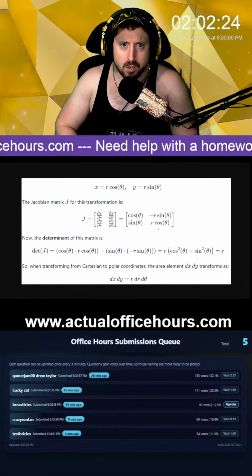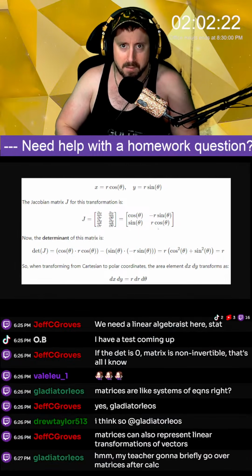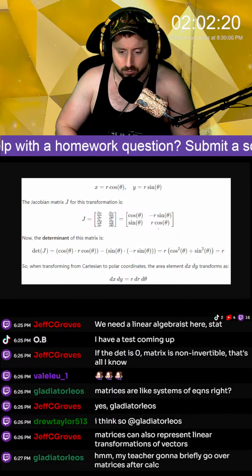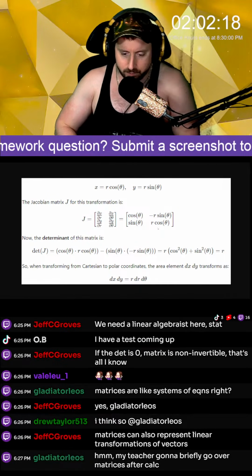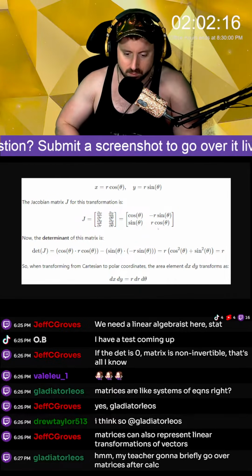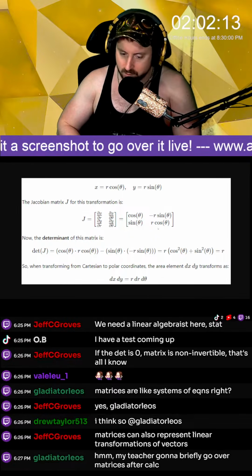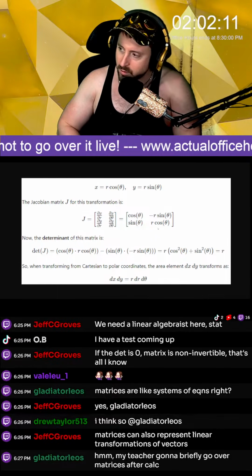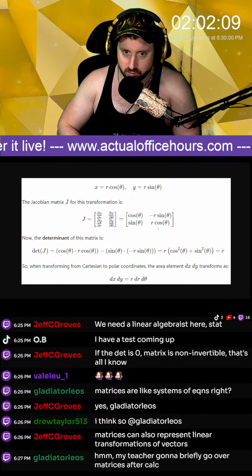My teacher's briefly going to go over matrices after calc. Yeah, matrices are cool. I mean, they're especially useful in lower math classes for solving systems of equations. Especially stuff that's more than 2 equations and 2 unknowns. Like if it's 4 equations, 4 unknowns, matrices are super dope.